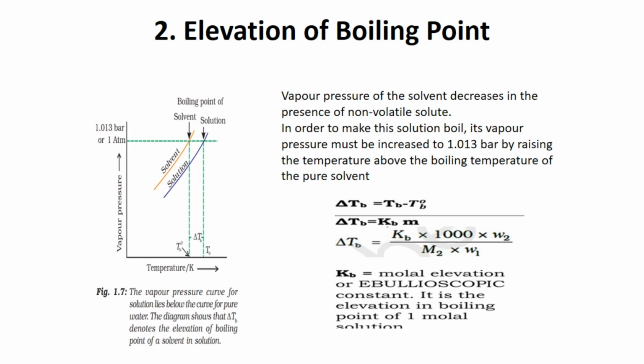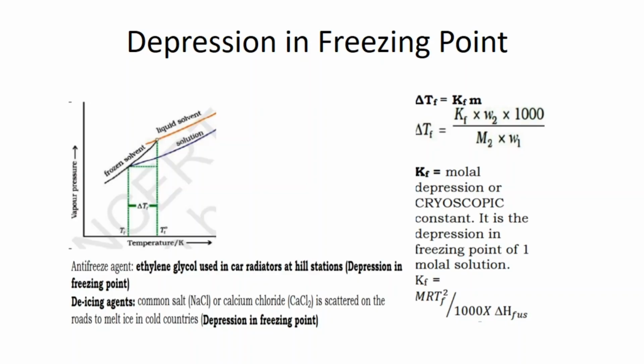Elevation in boiling point: as the vapor pressure of the solution is lower, it will reach the atmospheric pressure at a higher temperature, so that causes an elevation in boiling point. Depression in freezing point. Freezing point is the temperature at which the solid and the liquid phase are at equilibrium. The graph is important, and the formulas.